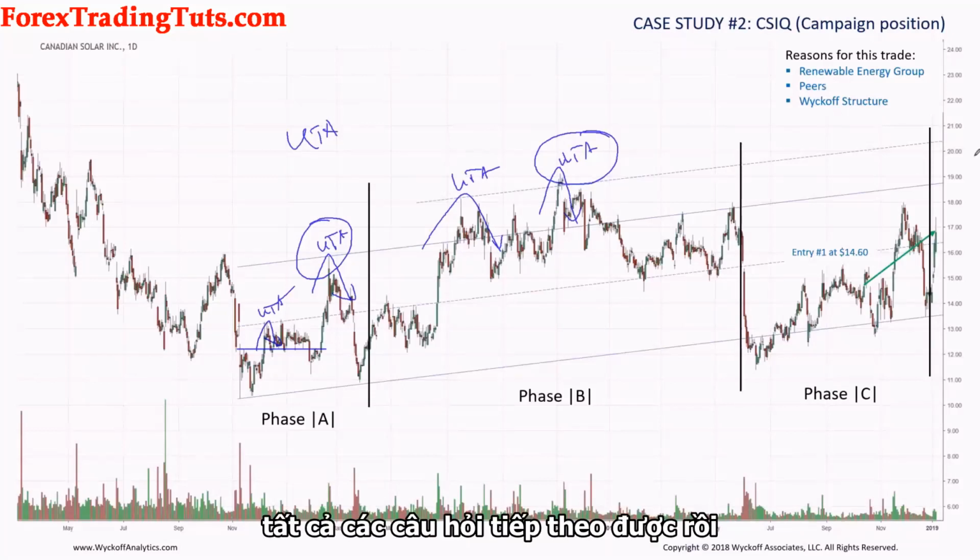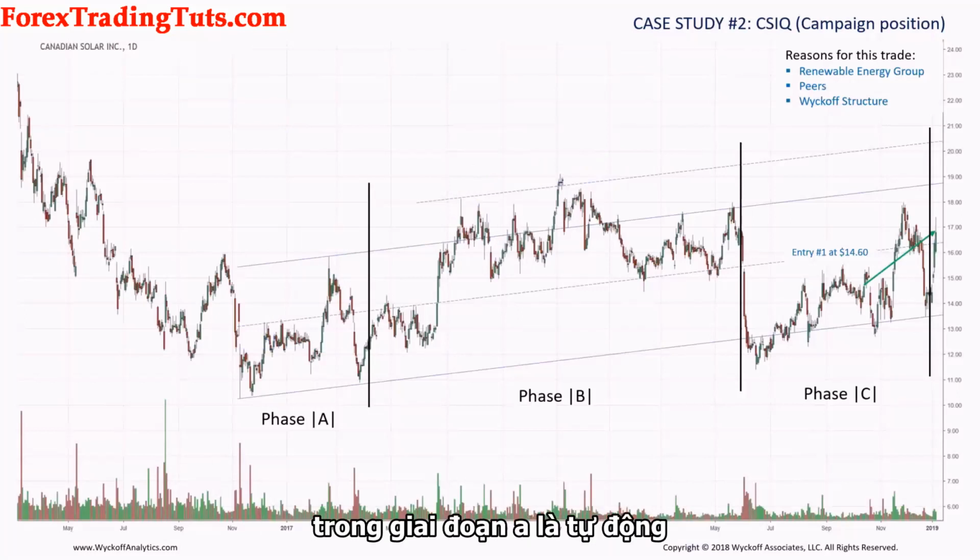All right, next question. In phase A, which is the automatic rally, the first leg to the intermittent line, or the candle with the weak point into the straight line. Oh, Eric, what's the question then? Which is the automatic rally?